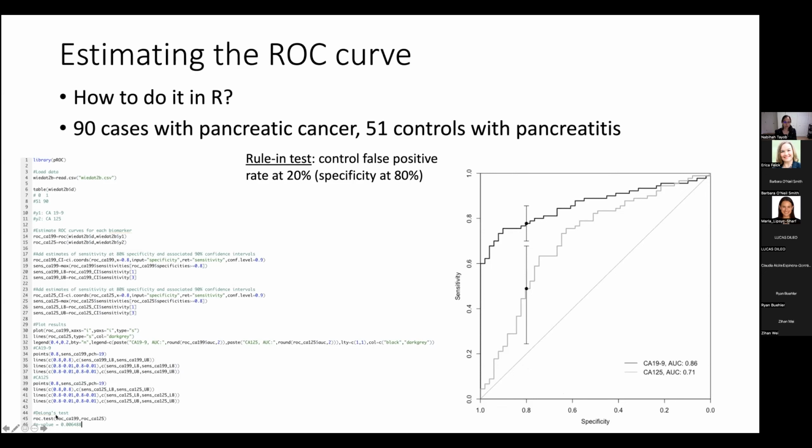You could also do a DeLong's test to compare the AUCs. Here you see the AUC for CA 19-9 is 0.86, and the AUC for CA 125 is 0.71. When you do a DeLong's test, your p-value is 0.006. So it's pretty significant, but you can see that even just looking at these curves. So, just a little bit of R code for reference here.